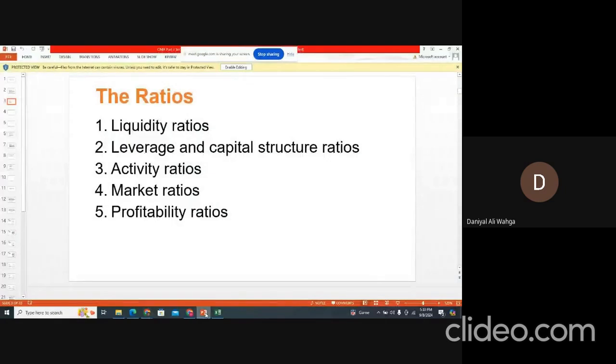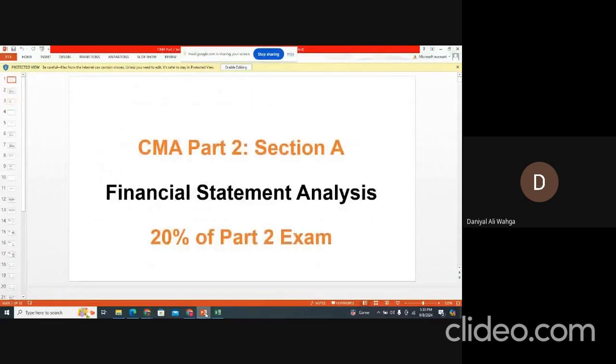Hello and welcome. In this session, as you see on your screen, you have CMA Part 2 Section A. We're going to cover financial statements analysis. I'm not going to go deep into the financial statements, as we covered them earlier in the Part 1 workshop as well. You're going to look at how we analyze the financial statements. What are the financial ratios? These should be the main questions.